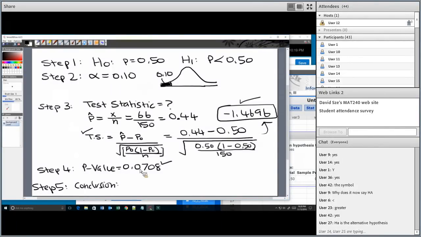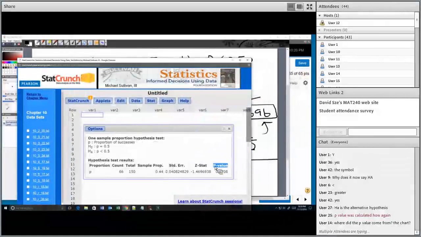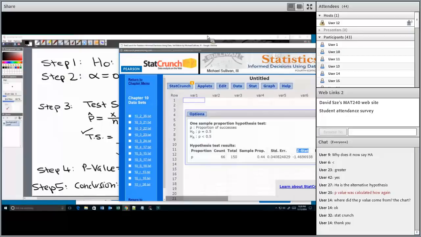And here is how you're going to make the conclusion. I wish I had another slide for this because it's going to take a little bit of area, but let me do this. The p-value came from the output. See this? The p-value is 0.0708, given right in front of the test statistic. Okay, I can show you how to calculate this. It's very easy. I'll show you how to calculate it.